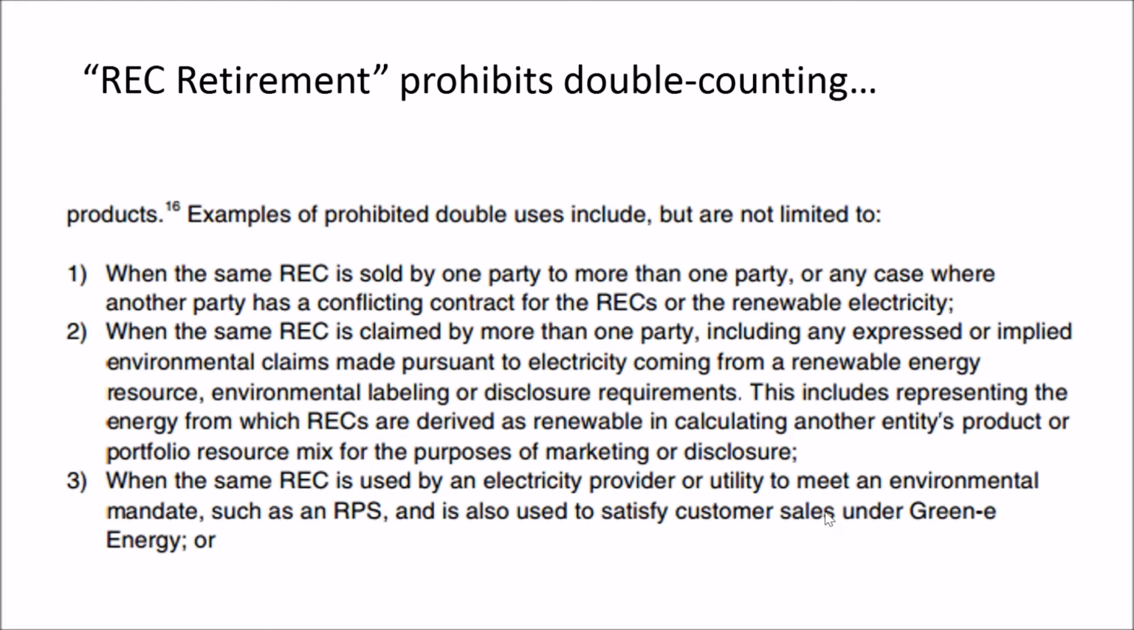But it's also blurrier than that. Like when the same REC is claimed by more than one party, including any express or implied environmental claims made pursuant to the electricity coming from that resource, including environmental labeling or disclosure. This includes representing the energy as derived in calculating another product's portfolio resource mix. And what that basically means is if I buy a REC from a utility, they cannot go count it towards their state mandated renewable portfolio. The idea is that I'm voluntarily purchasing something, and that voluntary money should go to new renewable capacity. It should not go towards meeting state mandated goals. It should go above and beyond funding of state mandated goals.